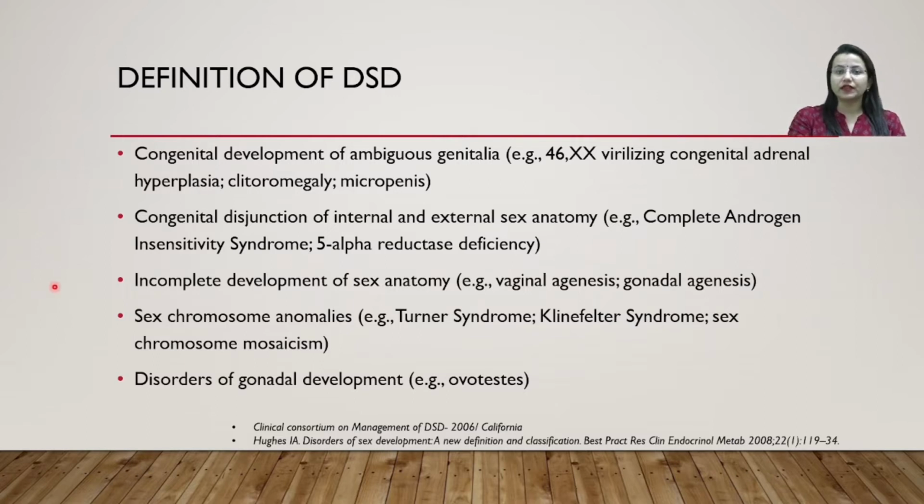Incomplete development of sexual organs like vaginal agenesis, gonadal agenesis. Then there could be sex chromosome anomalies like Turner syndrome, Klinefelter syndrome, or various chromosomal mosaicism. Also, there could be disorder of gonadal development where ovotestis can be noted.